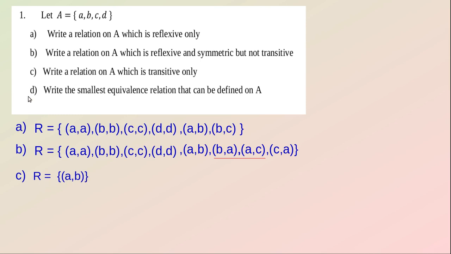Okay, answer to question number D. This is a very easy question. That is, write the smallest equivalence relation that can be defined on A. We discussed it in our theory section. The smallest equivalence relation that can be defined on A is the identity relation: (a, a), (b, b), (c, c), (d, d). Now answer to question number 1 is over. Write this to your notebook beautifully.